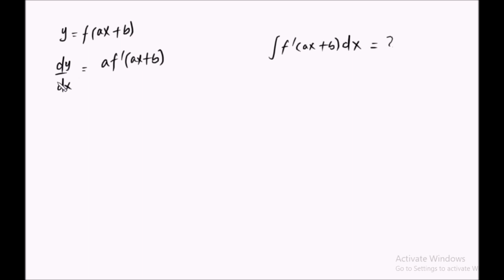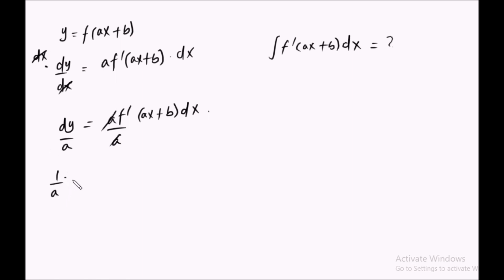So I start here, okay? Multiply by dx here and by dx there. Okay, so this one and this one cancel. I remain with dy now and a times f dash ax plus b dx. Then divide by a on both sides. So I'm going to get 1 over a dy is equal to f dash ax plus b dx.